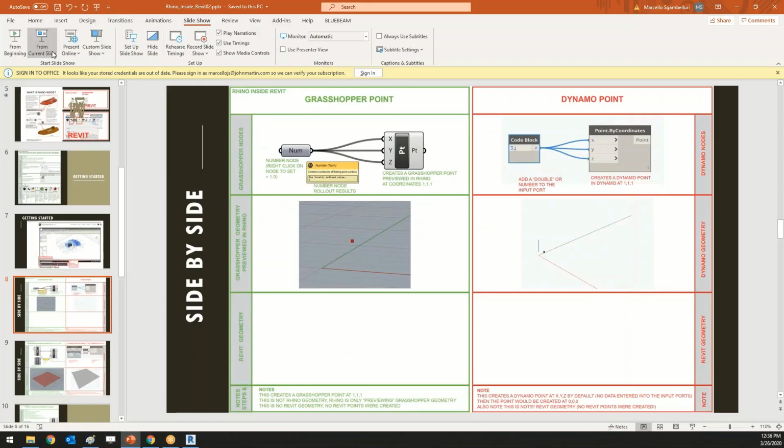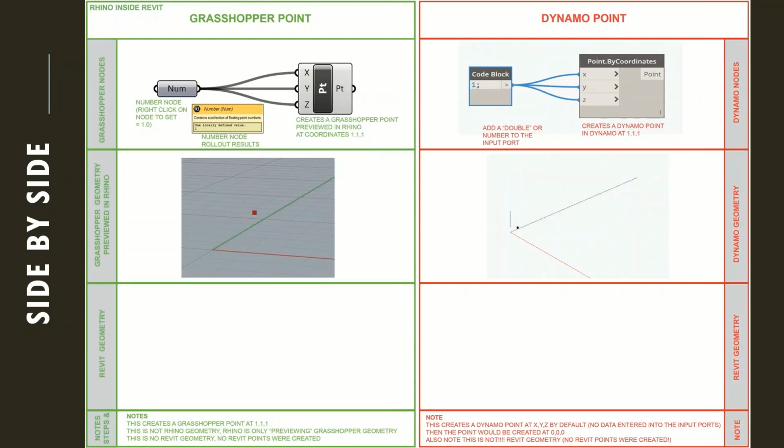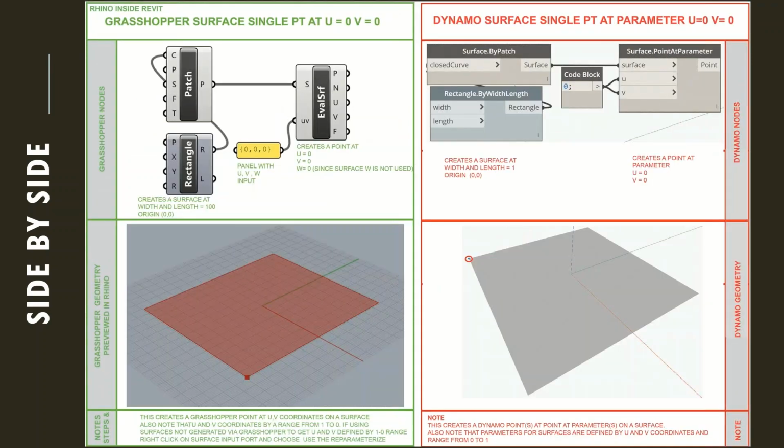Okay, so I wasn't going to go over Grasshopper, although if you're a Dynamo user, there's a lot of similarities. I made two side-by-side slides. So that's a Grasshopper point, that's a Dynamo point. Why would you want to make a Grasshopper point? Well, you can build Grasshopper geometry, and then you can host Revit elements onto those Grasshopper points, just like you would do with Dynamo. It's very similar.